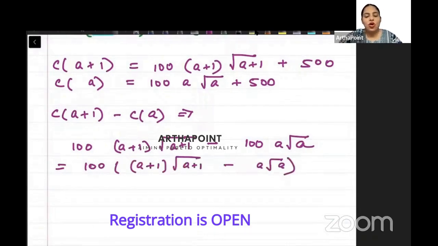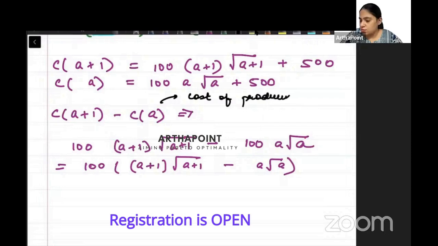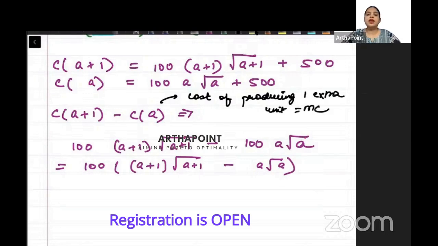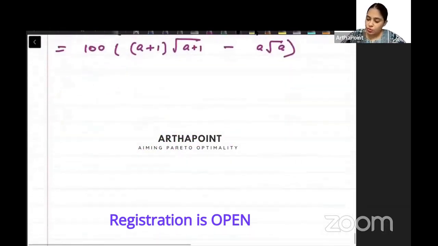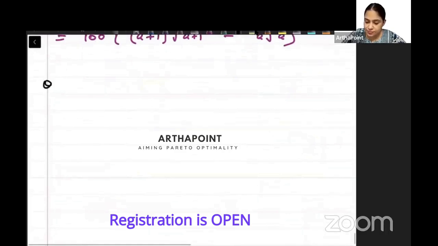This can be called the marginal cost. So the cost of producing 1 extra unit is called the marginal cost. Okay. Now beta, we need to go ahead and take one more question. Let us take one more and see.